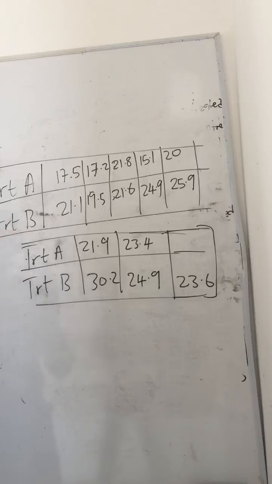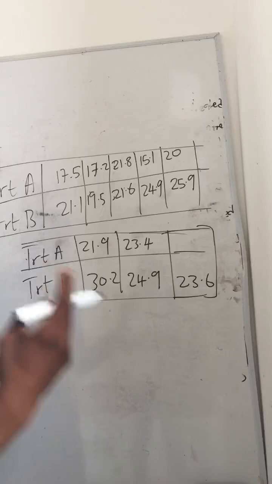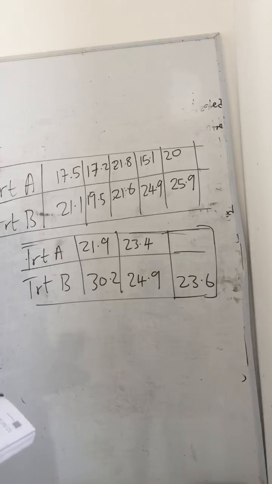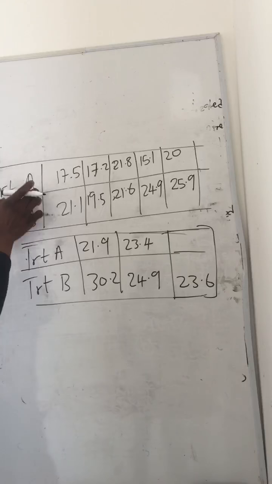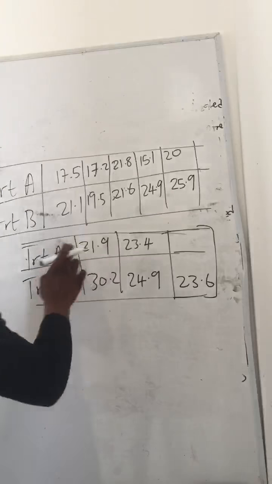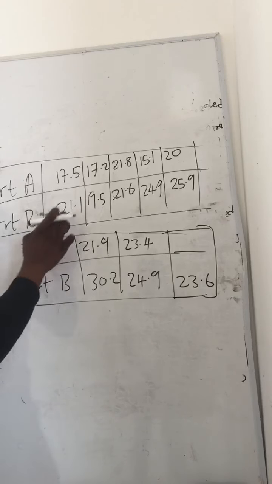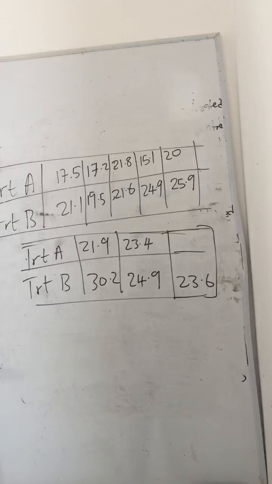So the daily weight gain of heifers was taken after treating the two groups of heifers with two different meals. With treatment A, meal A, we had these values. With meal B, we obtained these values.